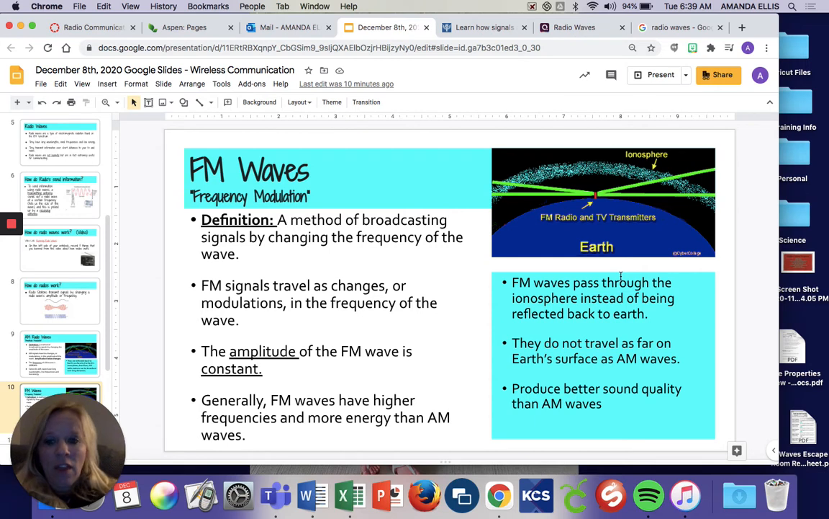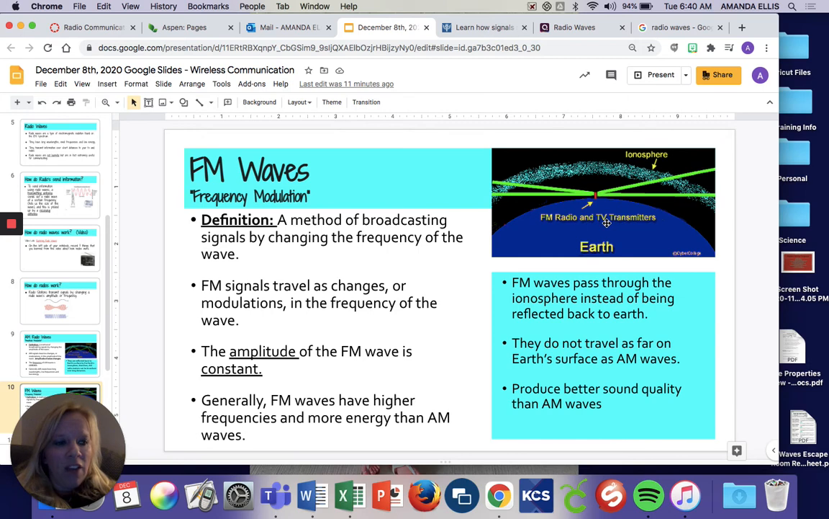And the thing is with them, when it comes to the ionosphere, if you see this picture here, another picture I want you to include in your notes, FM waves pass through the ionosphere, so they don't get reflected off like AM does. And because of that, they don't travel as far. So they don't go as far in distance. They also produce better sound quality. So these are the stations that you hear on the radio that are more your local stations.